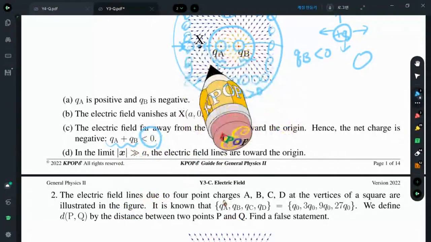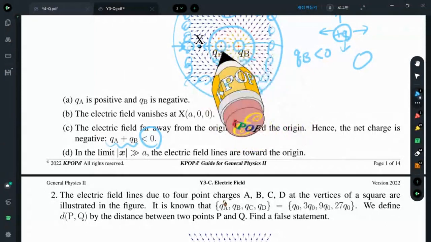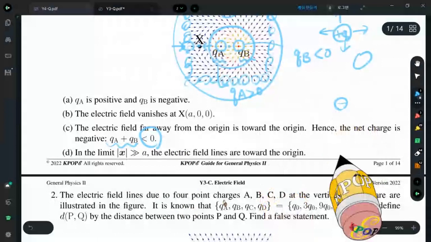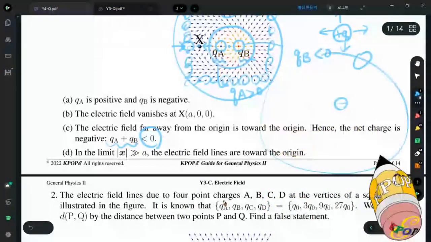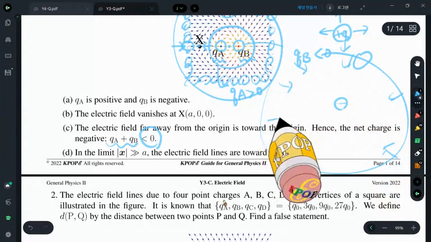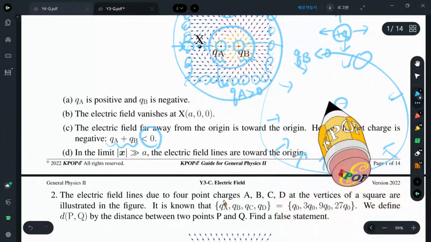Therefore, very, very far away, we can make an approximation. The sum of these two charges acts as a single negative charge, very far away. So electric fields are toward the center point.